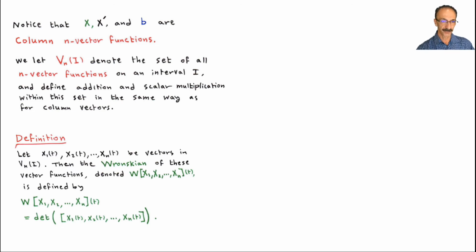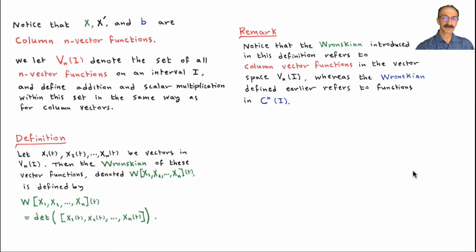Definition. Let x1, x2, all the way up to xn be vectors in Vn. So each one of them is actually a vector in Vn. Then the Wronskian of these vector functions, denoted by W of x1 up to xn of t, is defined as the determinant of those column vectors. But you want to keep in mind that this is a little bit different than earlier, so we have to keep in mind what's going on.